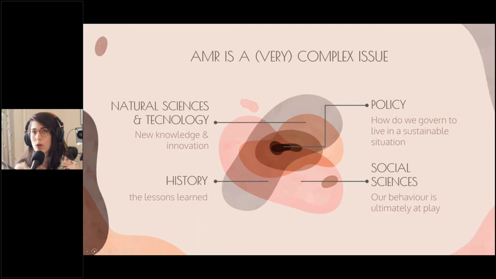And how can we have a better future when it comes to AMR? And of course, the social sciences are something that we cannot leave aside, because resistance is really a problem because we humans are in the middle of it. Resistance is something that is found in nature, and it helps different microbes and bugs to talk to each other and to have their ecological relationships.